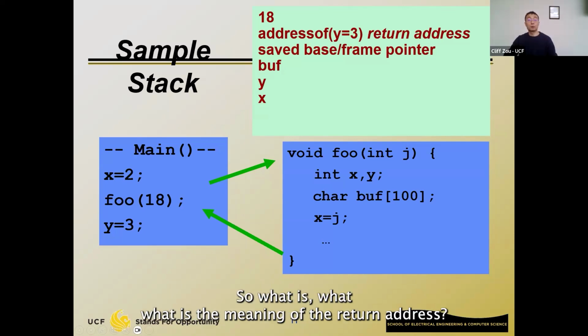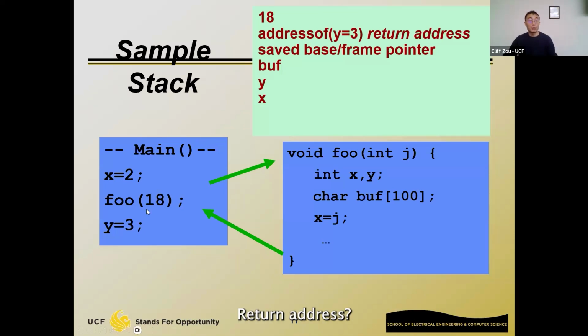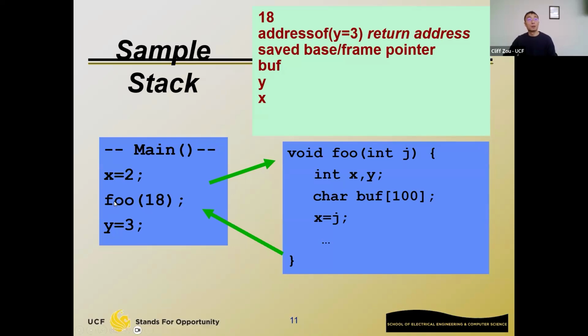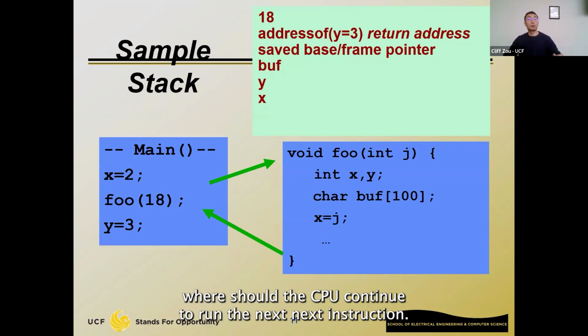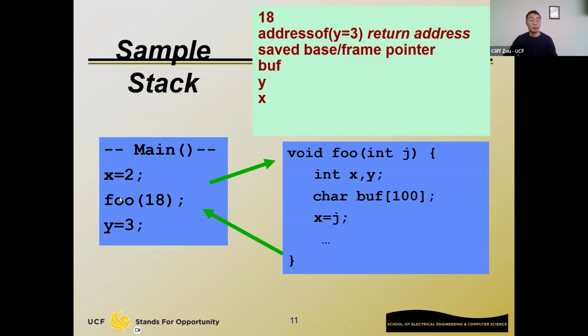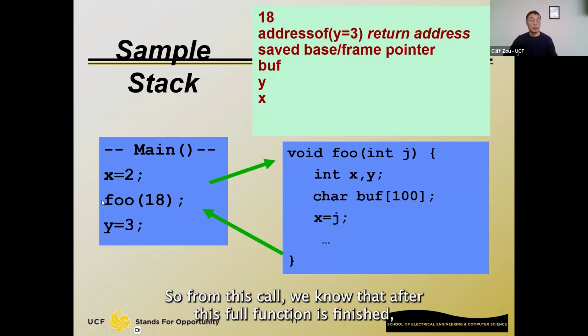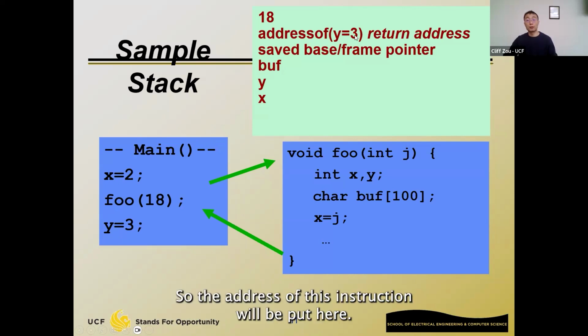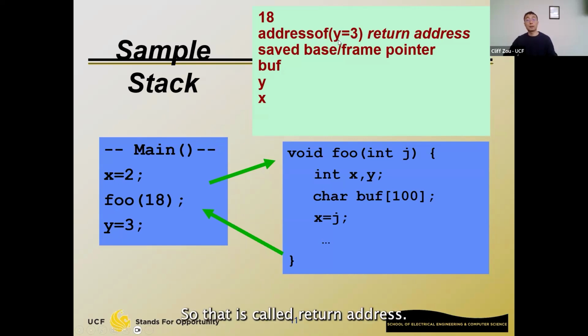So what is the meaning of the return address? The return address basically means that when this function call is finished, where should the CPU continue to run the next instruction? From this code, we know that after this function is finished, the next instruction should be y = 3. So the return address is basically the address of this instruction. The address of this instruction will be put here. That is called the return address.